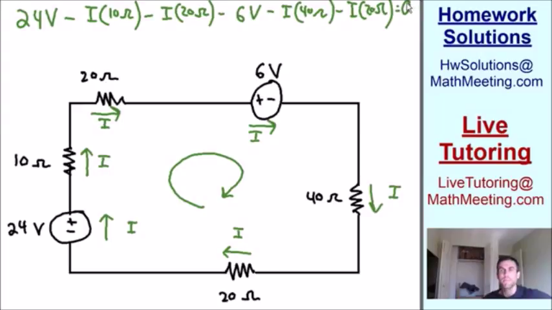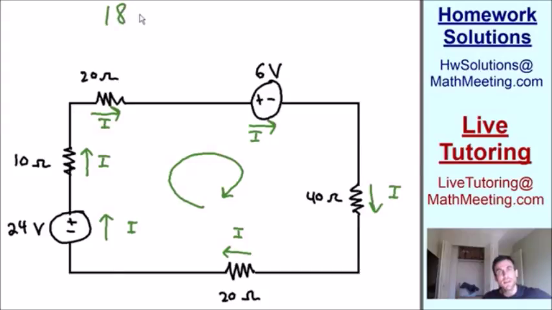All right, so now we have finished all of our physics portion of this problem, and we can just use algebra to solve for our current I. So the first thing we're going to do is add all of our like terms. We have like terms of 24 volts and negative 6 volts. 24 minus 6 is equal to 18 volts. And we also have a negative 10i, a negative 20i, a negative 40i, and a negative 20i. Negative 10 minus 20 is negative 30. Negative 30 minus 40 is negative 70. Negative 70 minus 20 is equal to negative 90i.